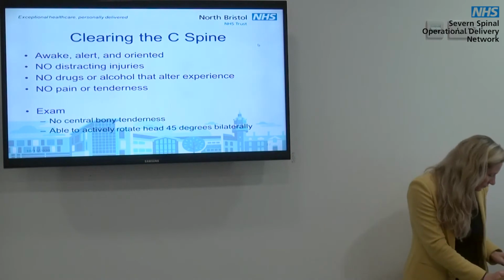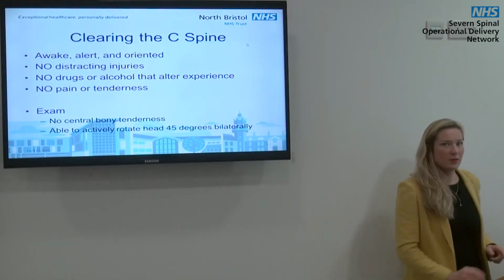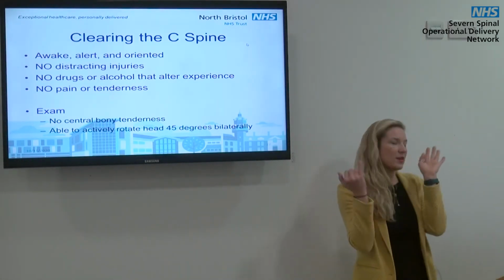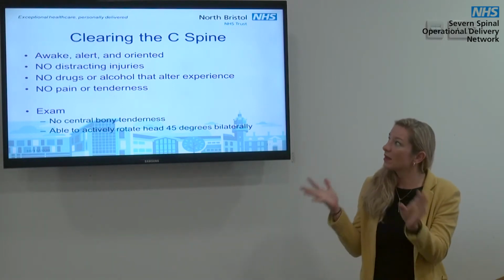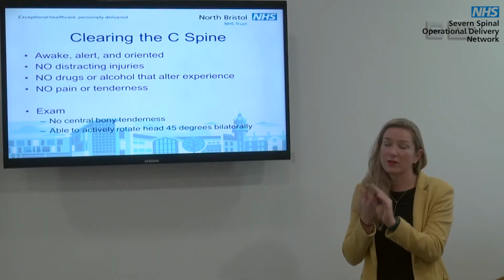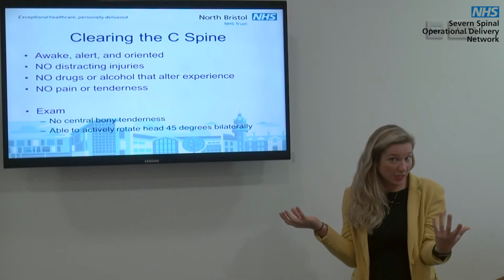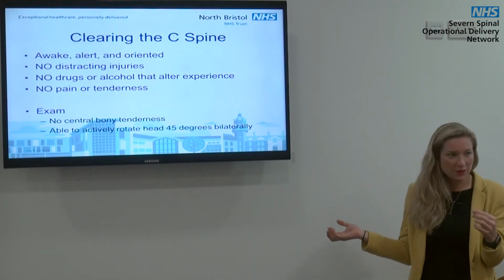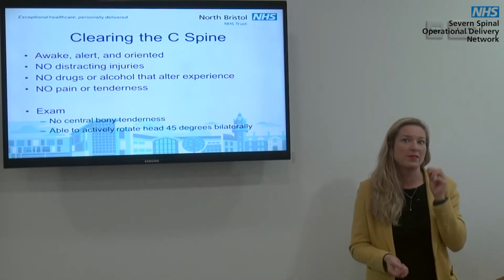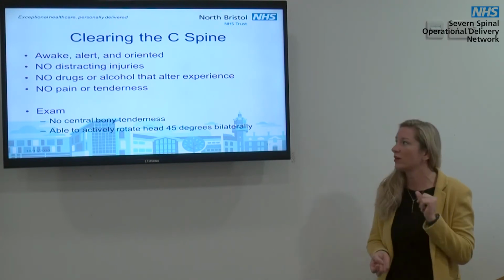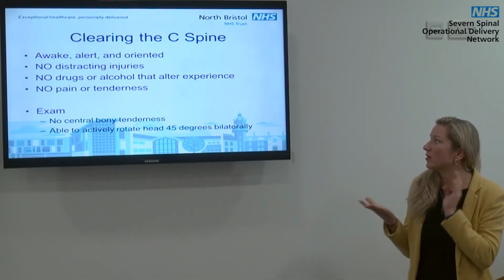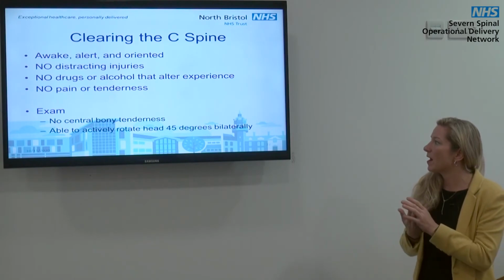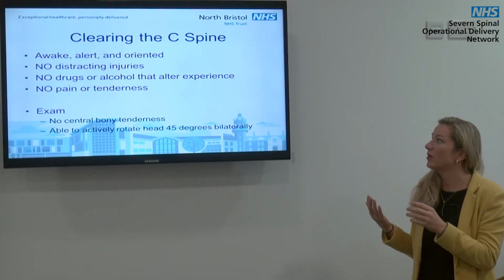So, how do we clear the C-spine? The most important thing is they are awake, alert and orientated. They should have no other distracting injuries, or if they do have a distracting injury, it needs to be well managed and they need to be pain-free from it. They need no drugs and alcohol on board. And they should have no pain on examination.